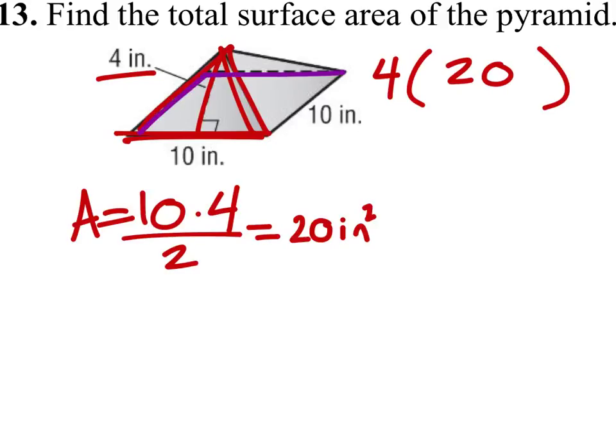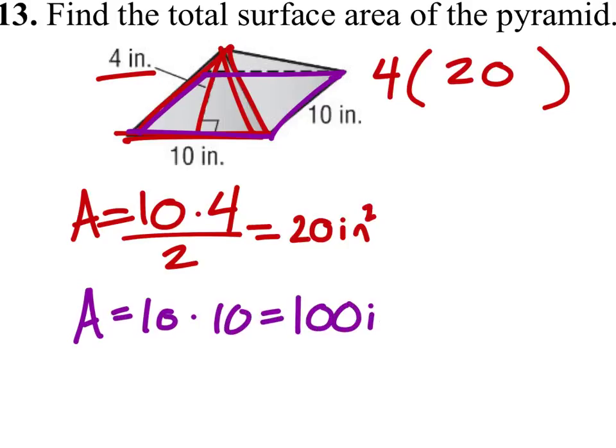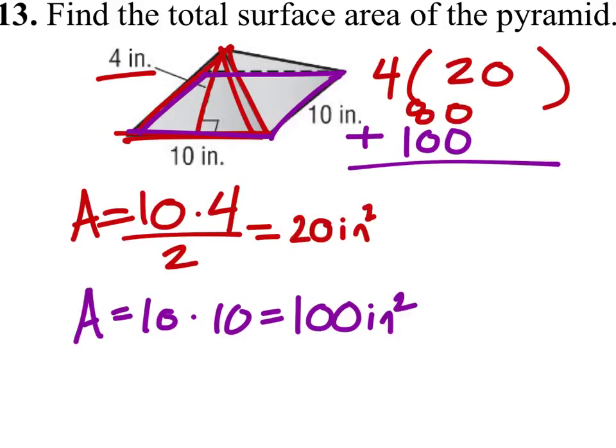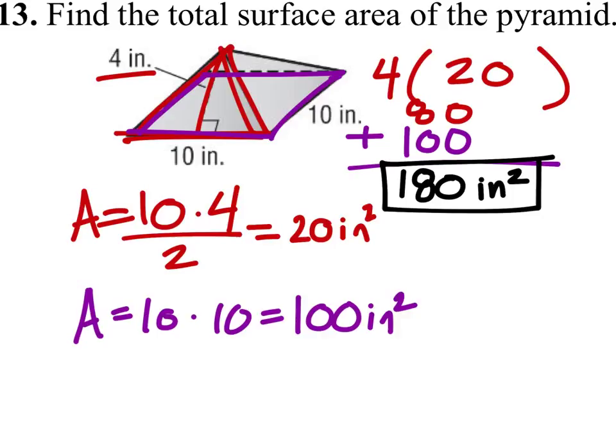Next up, I've just got this square base here in the bottom. Its area would be 10 times 10, which is 100 inches squared. So from this 4 times 20, I'm going to have to add my 5th face, which is 100. 4 times 20, by the way, is 80. So I really have 80 plus 100, which would give me 180 inches squared. That is my final answer right there.